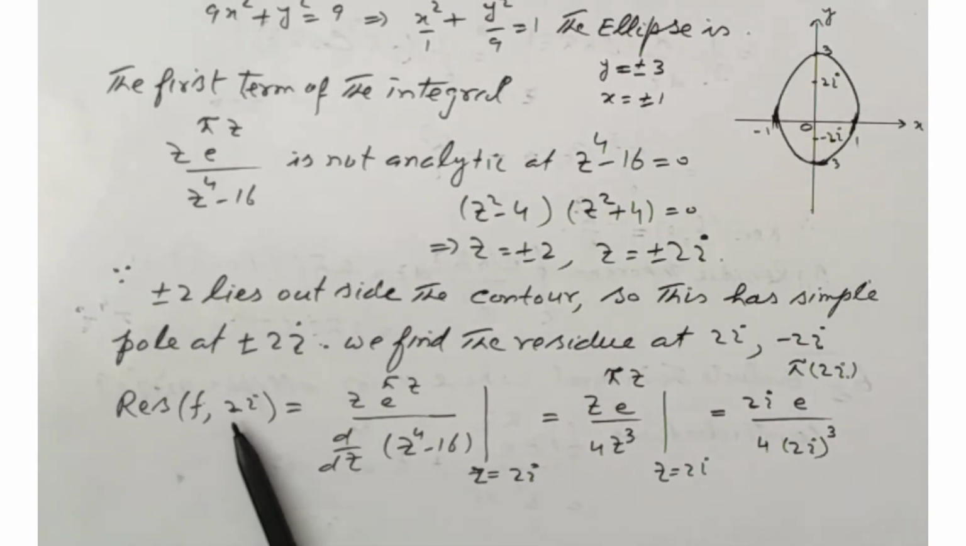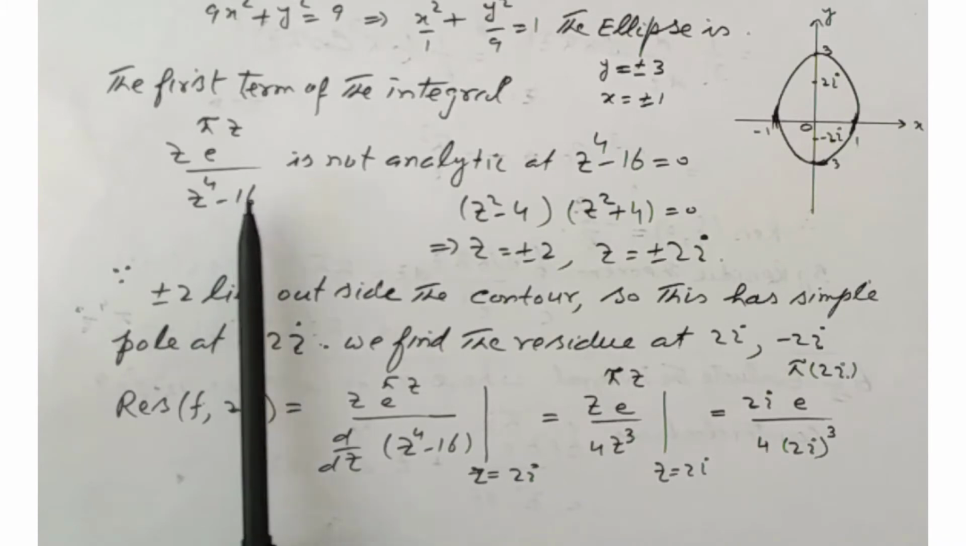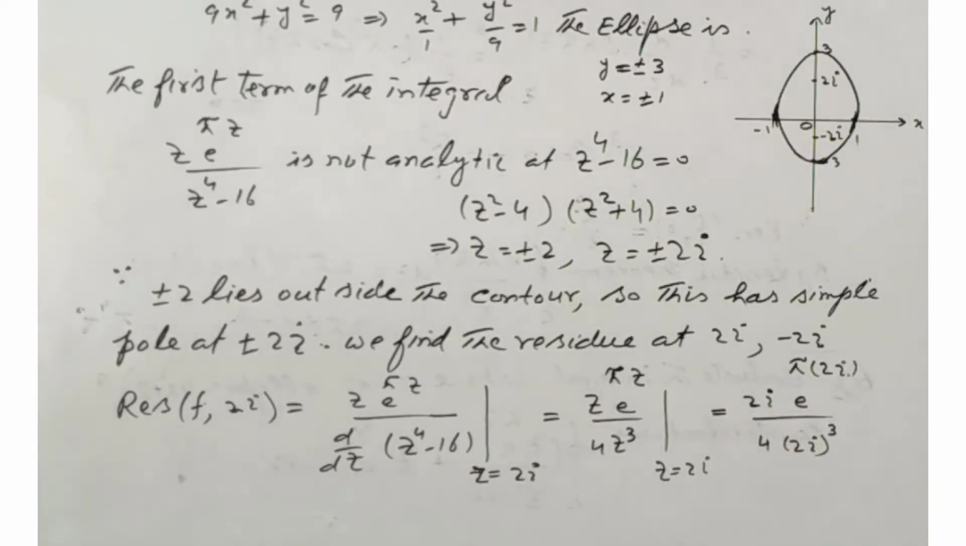Now we find the residue of the function f at 2i by using the formula. This is phi of a and this is psi of a, because when we put z equal to 2i, this becomes 0. The total becomes infinity, so we differentiate the lower term. So the derivative of this is 4z cube, under the limit z equal to 2i. Here we put z equal to 2i, and then simplify this term.